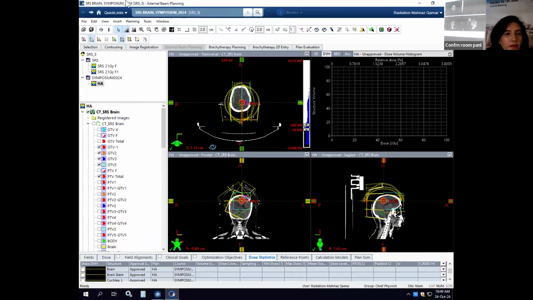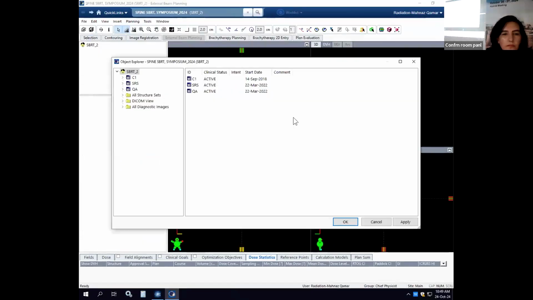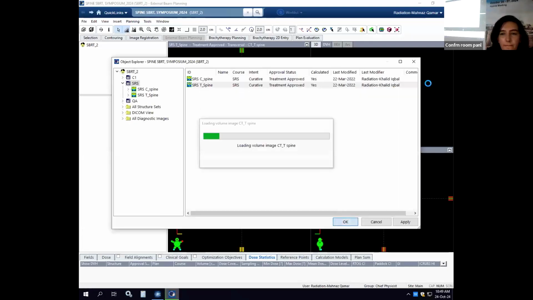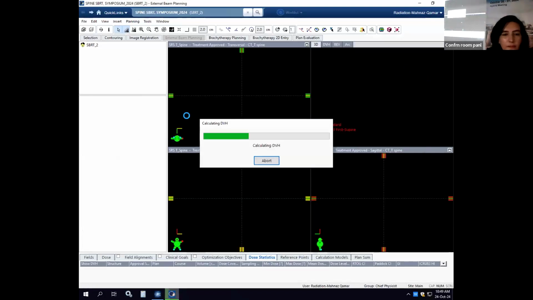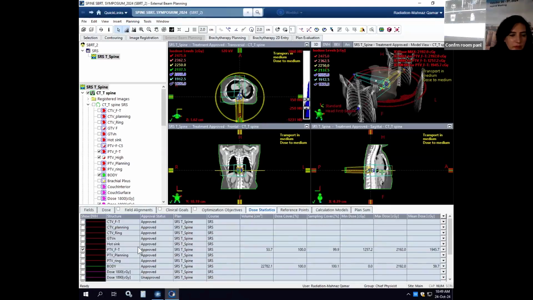Okay. So moving on to, so this is a spine T10 lesion.